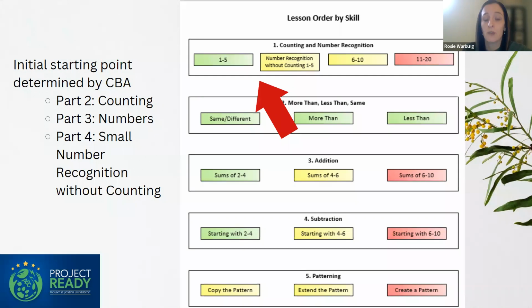So the initial starting point in these skills is always determined by that CBA. All students are going to start somewhere here at the top with counting and number recognition, either with numbers 1 to 5 or small number recognition without counting 1 to 5. We know that students aren't able to recognize numbers without counting until they have some knowledge of numbers. So if they don't have knowledge of numbers 1 to 5 yet, we're going to start them there before we move on to small number recognition. And then we'll move across counting and number recognition, and then down to more than, less than, same, and across there, and then down and across, and so on and so forth.